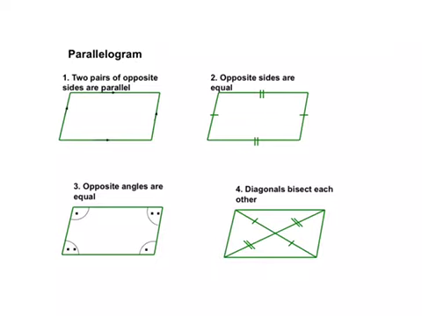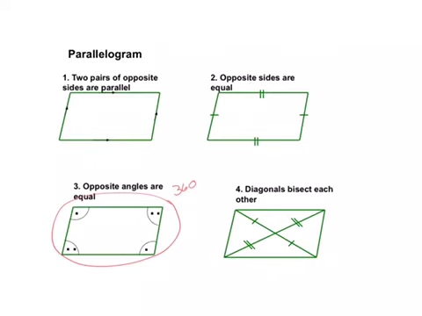The opposite sides are equal to each other, very similar to a rectangle. The opposite angles are equal. So if this one is, let's say, 110, that will also be 110. But then let's say this one's 70, that one will also be 70. But remember, all 4 of these angles, whatever they are, must add up to 360 degrees.